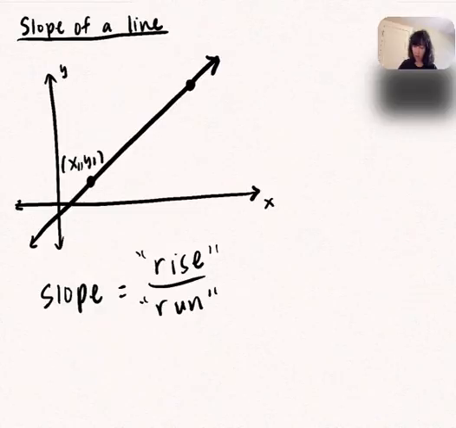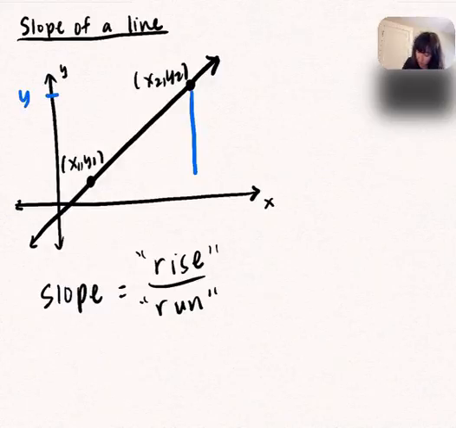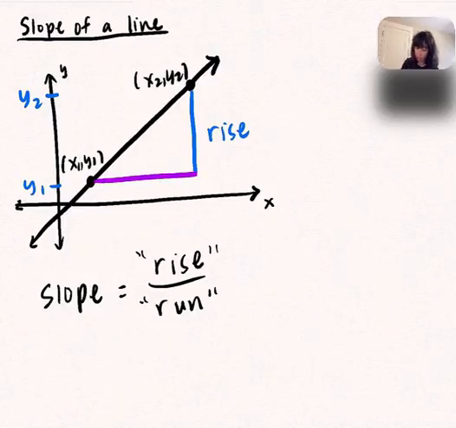I'll call them x1, y1, and x2, y2. The rise is how far apart vertically the two points are. In other words, what's the distance between y2 and y1? That's called the rise. And then the run is how far apart horizontally the two points are. So that's like the distance between x1 and x2. That's called the run.